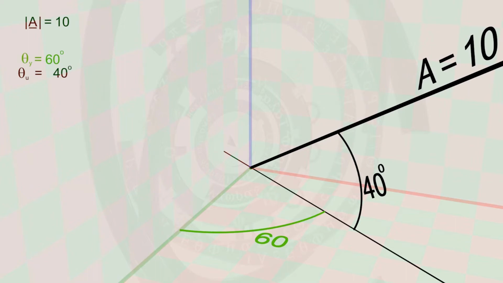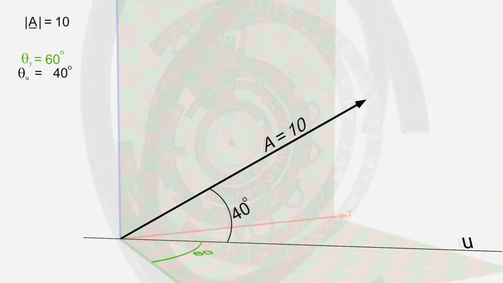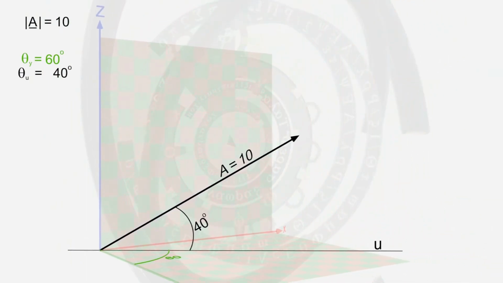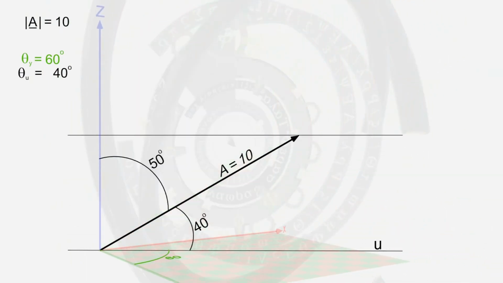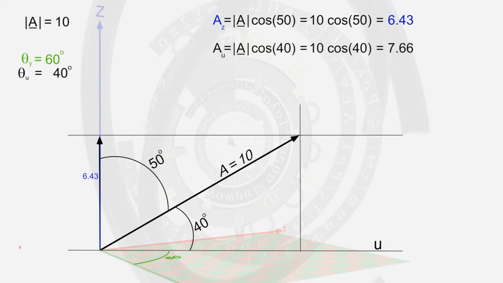Now we will imagine an auxiliary plane of two axes, z and u, then we will project the vector over these two axes based on the 40 degrees angle. At this stage, we just found the z component.